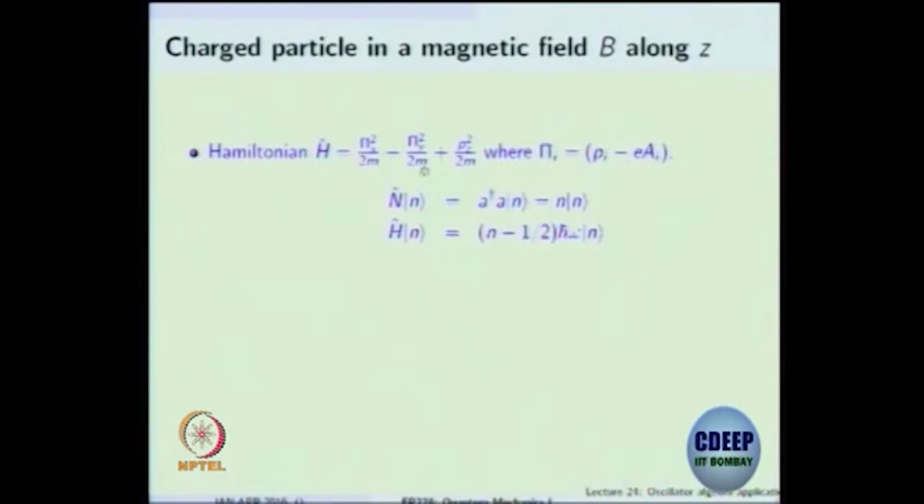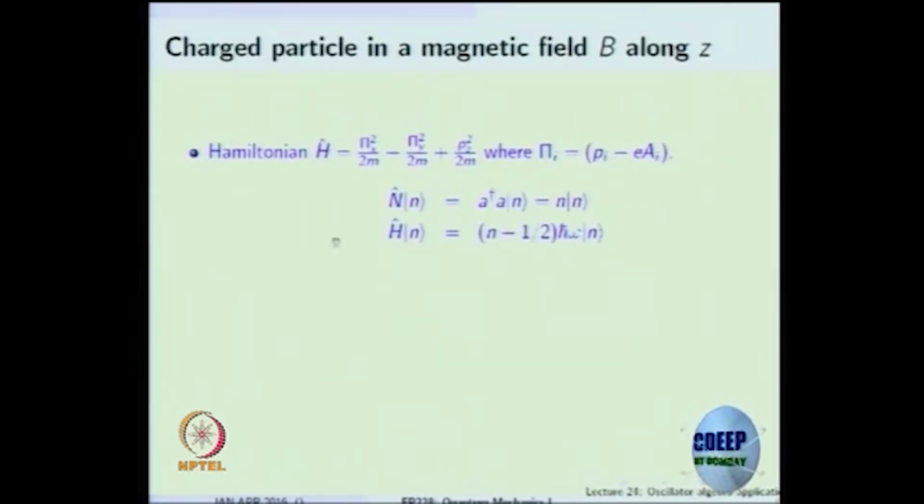Okay, recall the particle in a magnetic field. Let's take the magnetic field along the z direction. So this is given by this Hamiltonian, in which pi x, pi y are proportional to momentum minus the shift due to the vector potential, pi minus eA. And as I said already, recall the number operator eigenstate is the simultaneous eigenstate of the Hamiltonian with eigenvalue proportional to h cross omega.